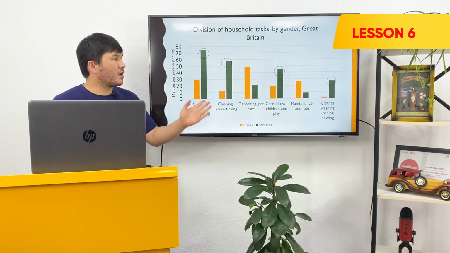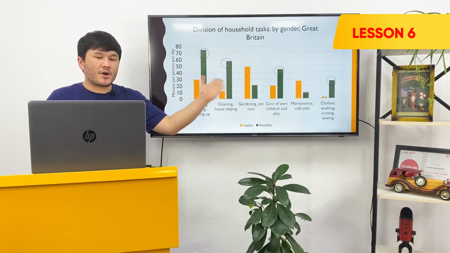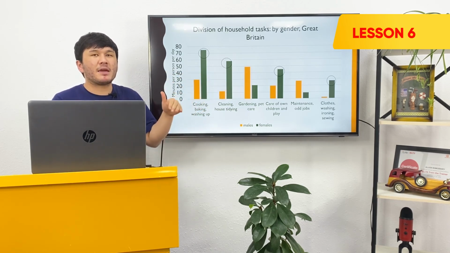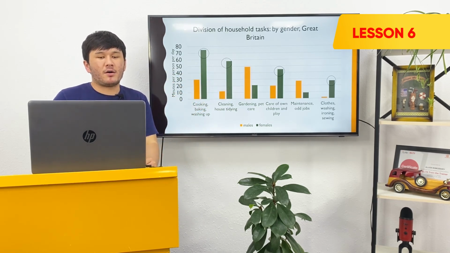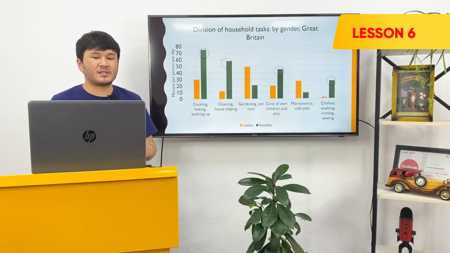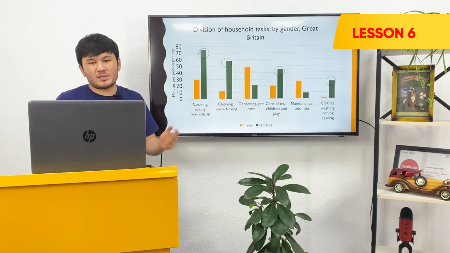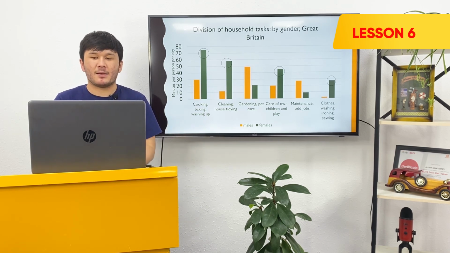And obviously what you can do is also compare, because it's a compare chart, the total number of minutes that men and women spent. So obviously, because out of 6 activities women spend more time in 4 of them, we can say that women are spending much more time than men.